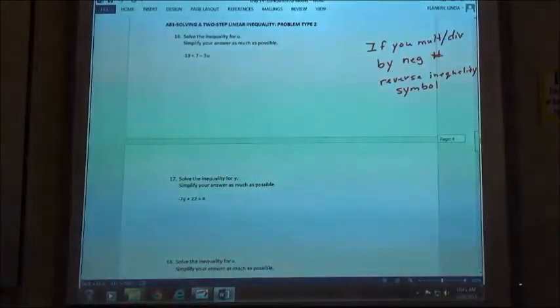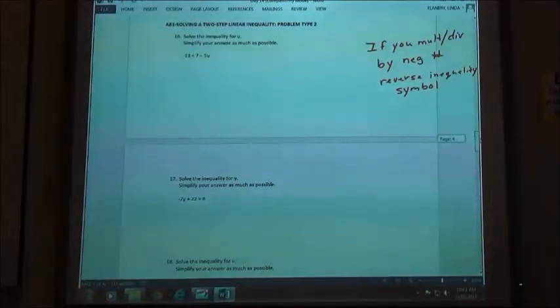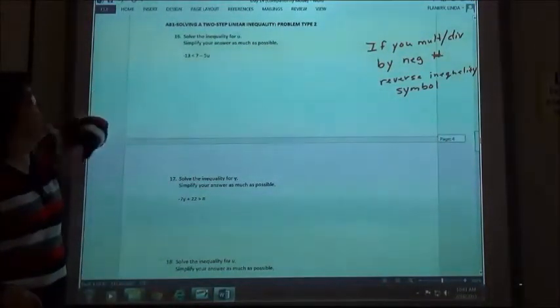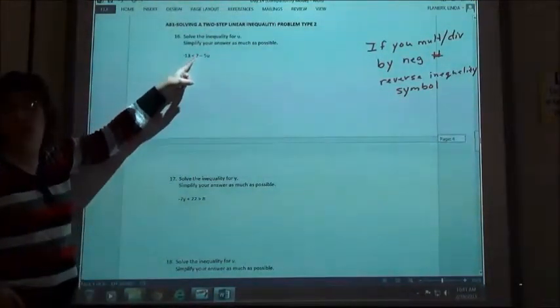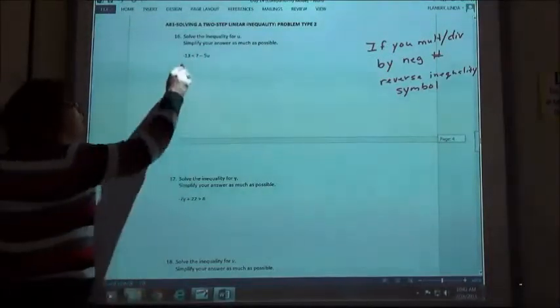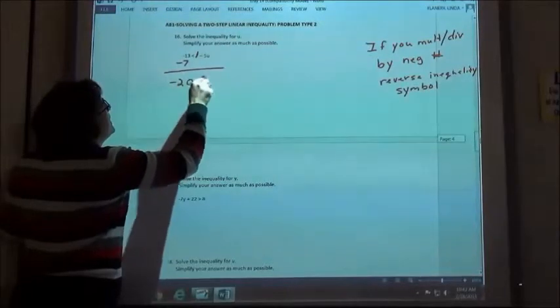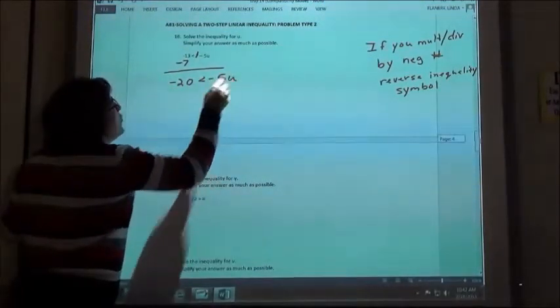So normally that's the last step you do, is the multiplying or dividing. You usually do the adding and subtracting part first, right? And the adding and subtracting, nothing's going to change. It's just that last step. So if I'm going to solve this for you, first thing I'd want to do is move that 7 to the other side, right? So I'm going to minus my 7 to move that over. Negative 20 is less than negative 5u.